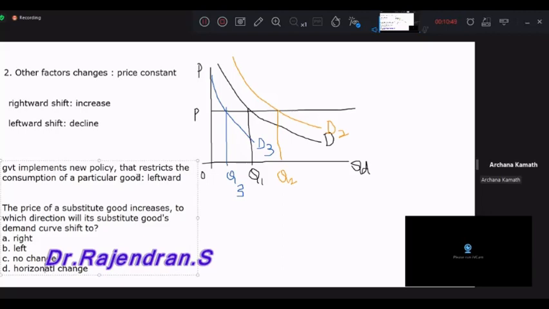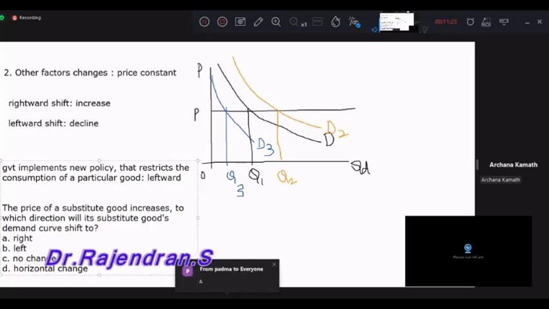Read the question, give the answer in the chat box, please. Right side. Question I have written is price of the substitute good increases. So how will it influence its substitutes demand? It's a rightward shift.